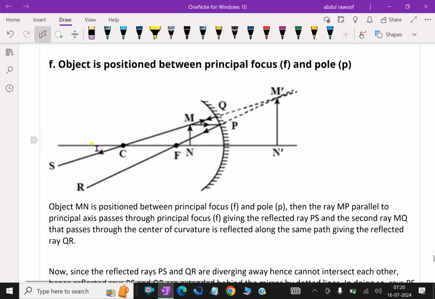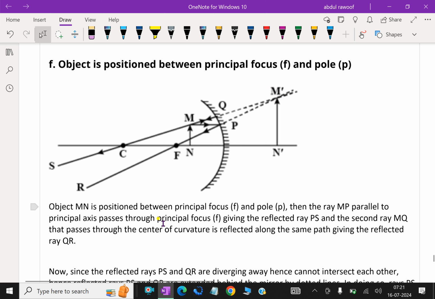Next, the object is positioned between the principal focus F and the pole P. Look, the object is between the focus and the center of the mirror. One ray passes from M to the mirror face and comes back through F, and another ray passes through C and comes back. The image is formed in front of this. Both rays SQ and RP meet at the point M dash. So M dash N dash is our image.